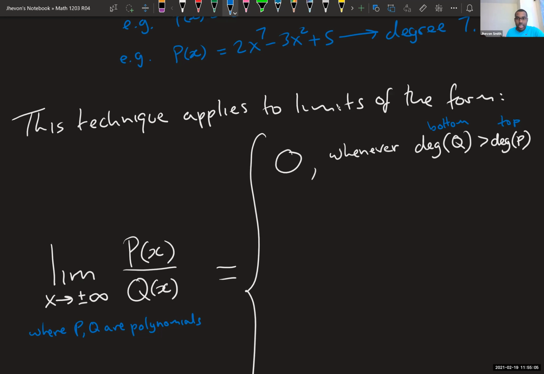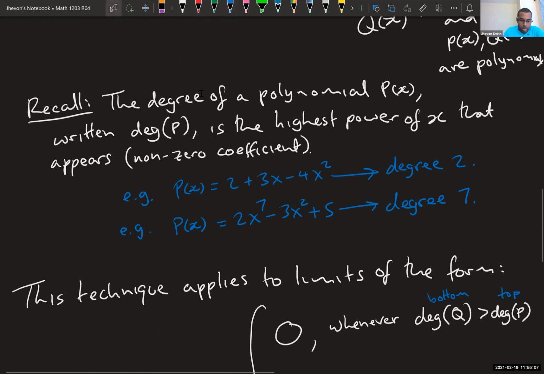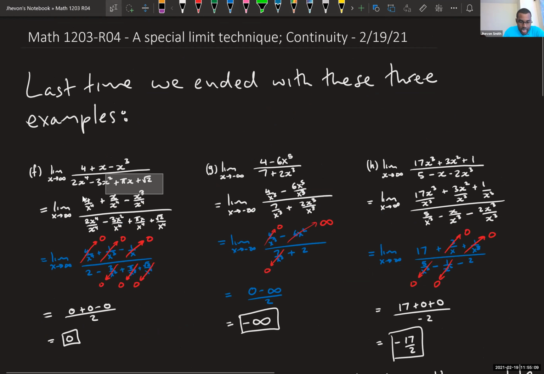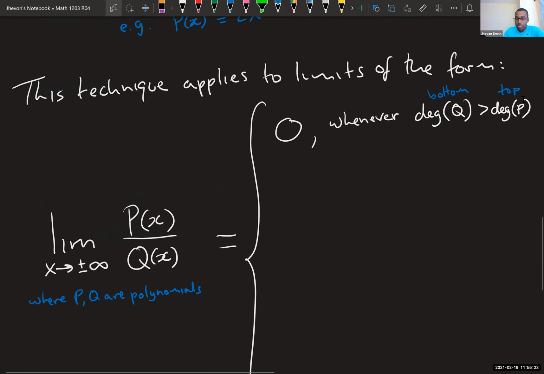Don't waste your time doing any calculations. Notice up here, if I looked at the highest power in the bottom, it was degree 4. If I looked at the highest power in the top, that's degree 3. 4 is bigger than 3. The higher power is in the bottom, right? That means the answer is going to be 0. I don't need any calculations. I don't need to be dividing stuff.